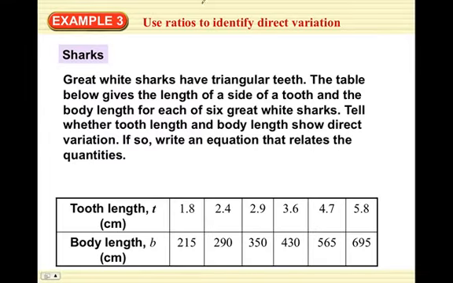Use ratios, which is a fraction, to identify. How do you identify direct variation? Well, look what we have.